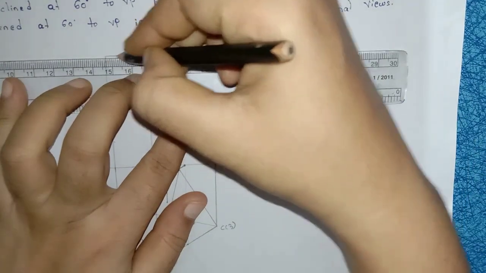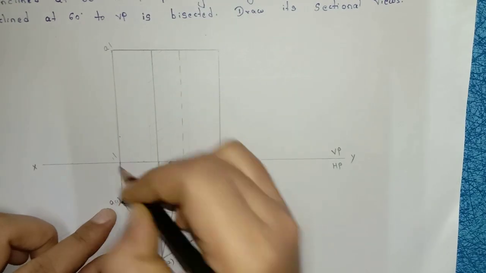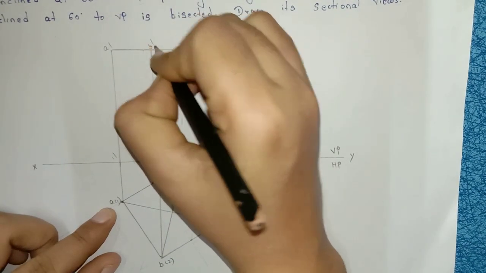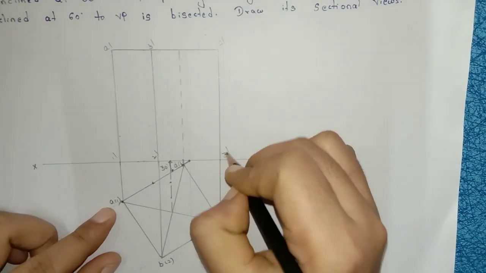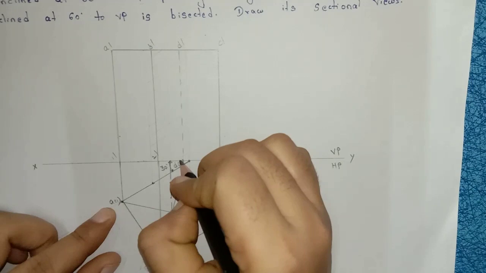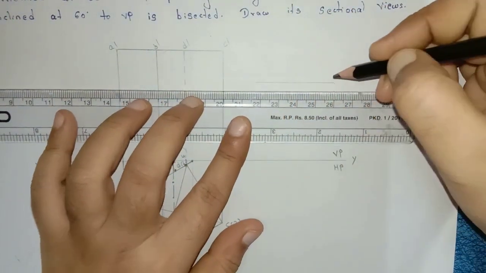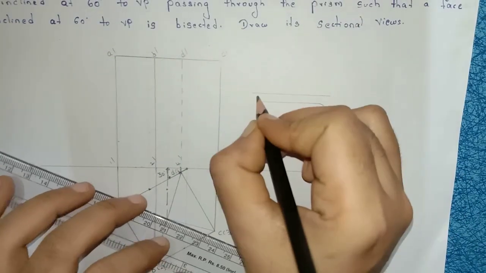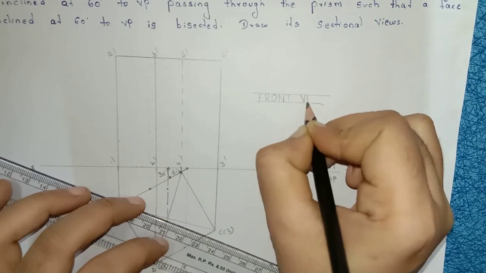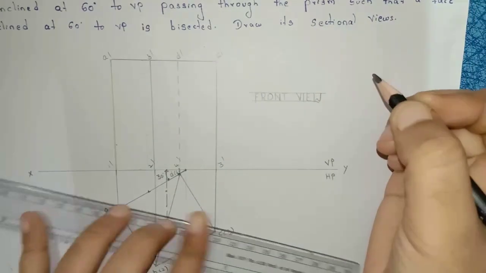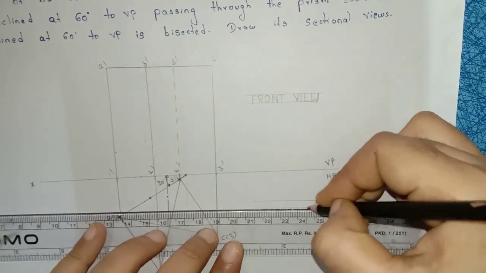And join this one. Right, so this is A of 1, A dash, 1 dash, B of 2, B dash, 2 dash, C of 3, C dash, 3 dash, D of 4, D dash, 4 dash. Right, after that take height 5 mm and write down this is your front view. Right, and take height 5 mm. This is your top view.